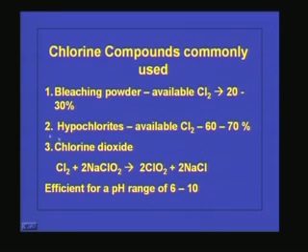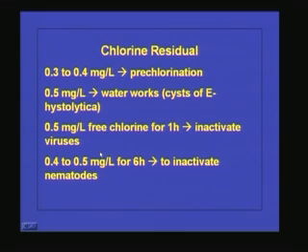Chlorine dioxide has one advantage: it is efficient for a pH range of 6 to 10. So, if you have highly alkaline water and you want to disinfect it without bringing the pH to 7 or lower, then you can go for chlorine dioxide.